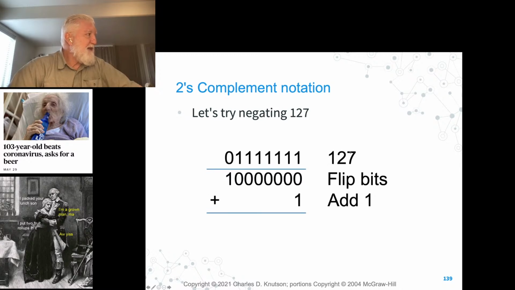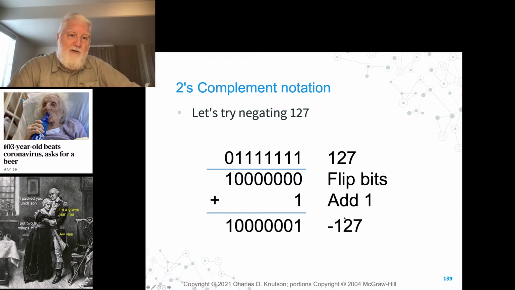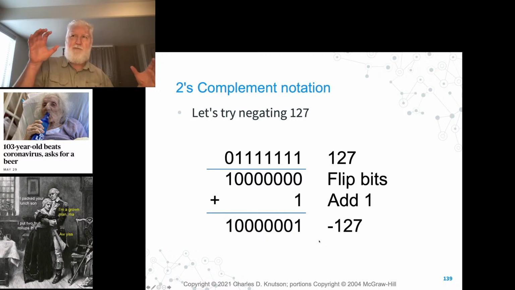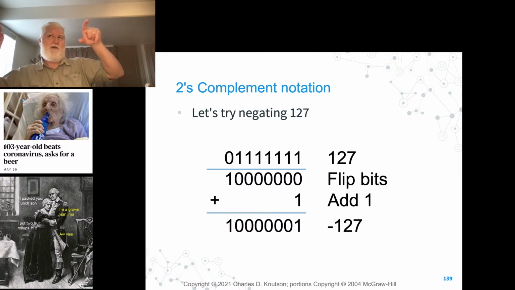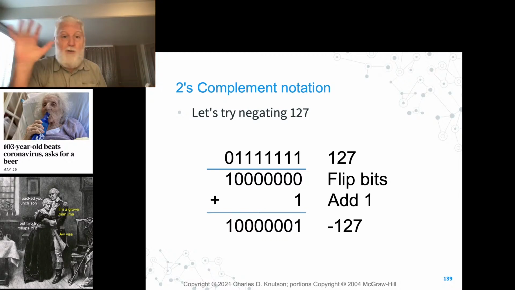That's how you negate in 2's complement notation. So let's try it. There's 127 right there. 0 and all the ones. Flip all the bits and add 1. And what do you get? Now just check your intuition about this. That's a negative number. You know it's a negative number. And just trust me, because we just did it, that's negative 127. Now we already said conceptually that the negative numbers were going to go from -1 to -128, and the positive numbers were going to go from 0 to +127. Always, we're talking about 8 bits right now.